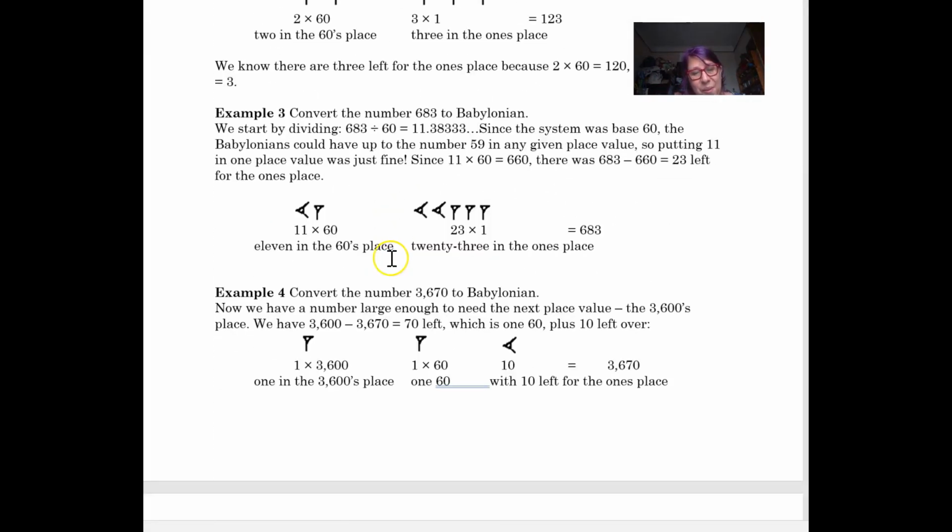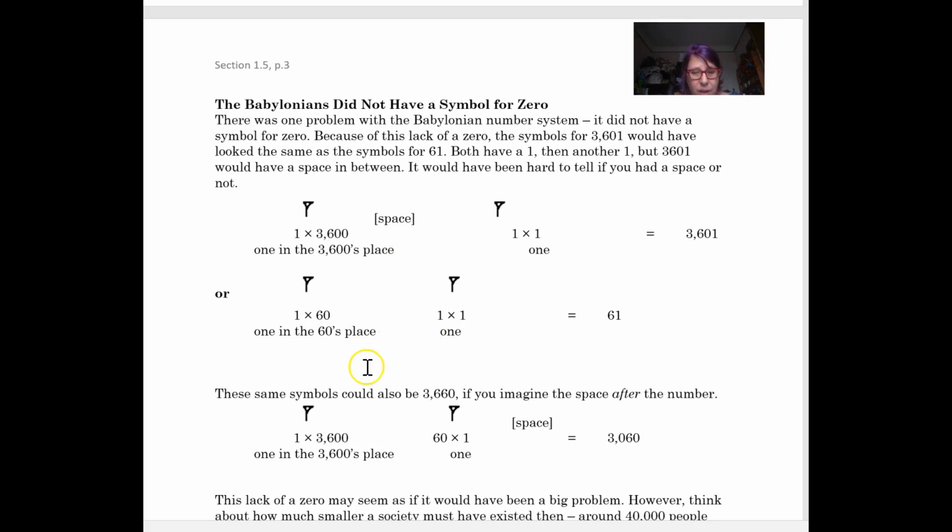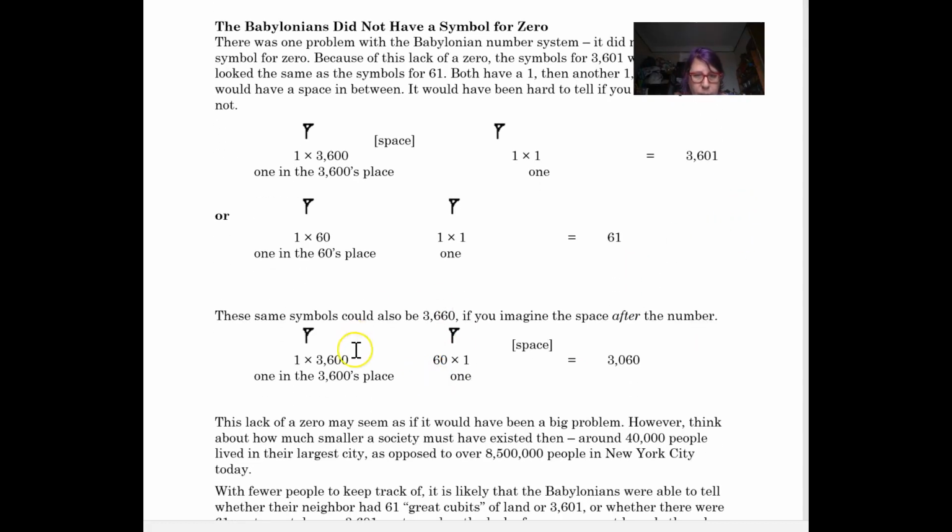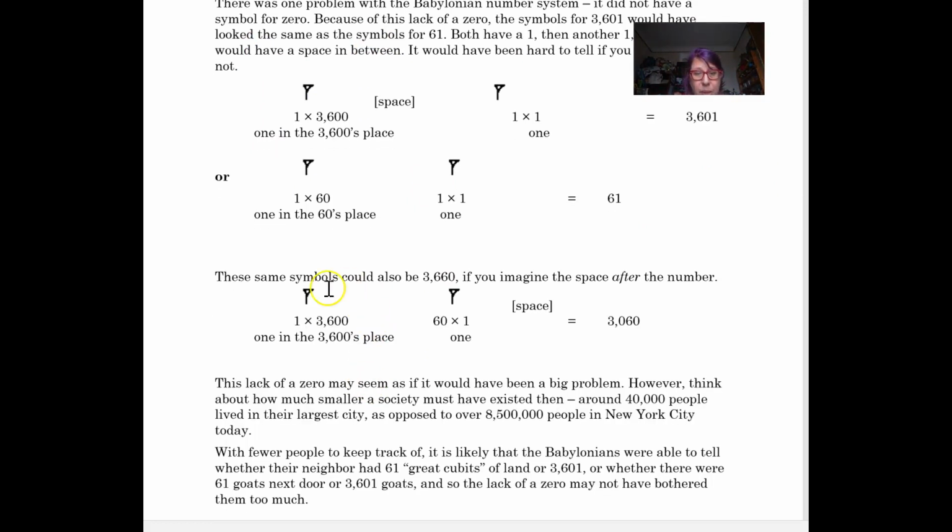So going back to our 0 here, this could be 61, right? Or it could be 3,601, or even worse, it could have been 3,600. This is in the 60s, and the space comes after those numbers.